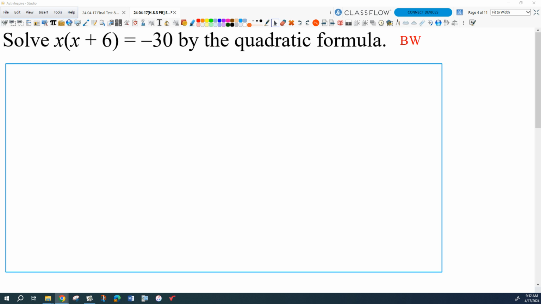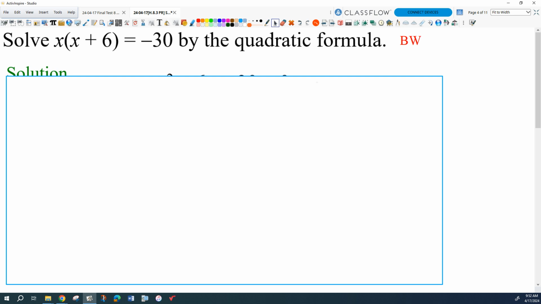I realized I forgot to click record on the last example. I wouldn't go through this one, but I want to get one of them on video just in case somebody wants to see them. So let's quickly zip through this one. You did the work. What do you do first? Distribute the x and subtract the 30.